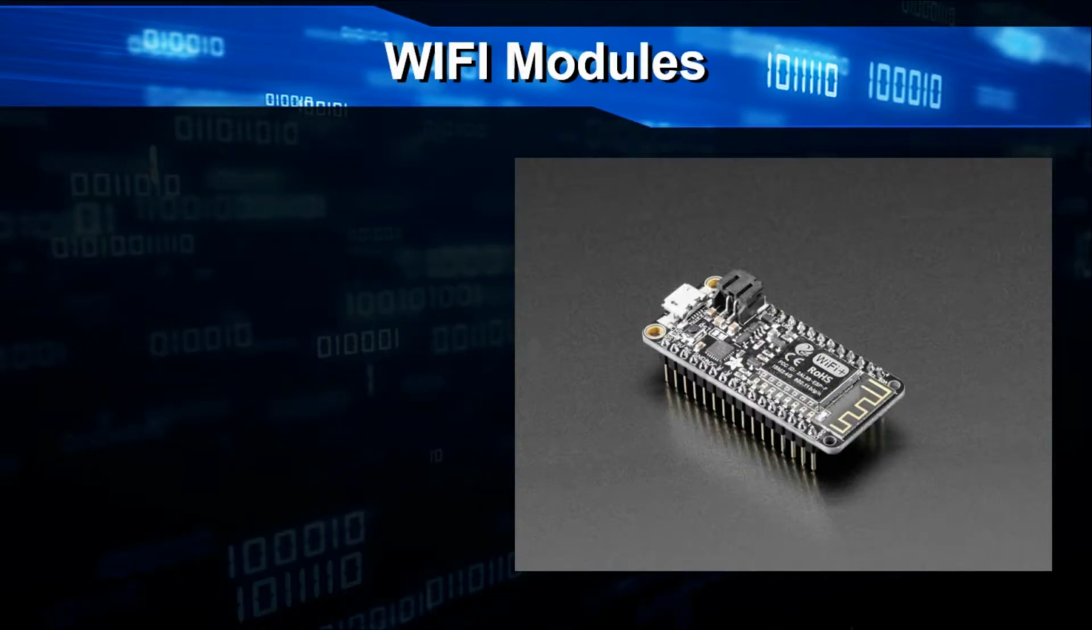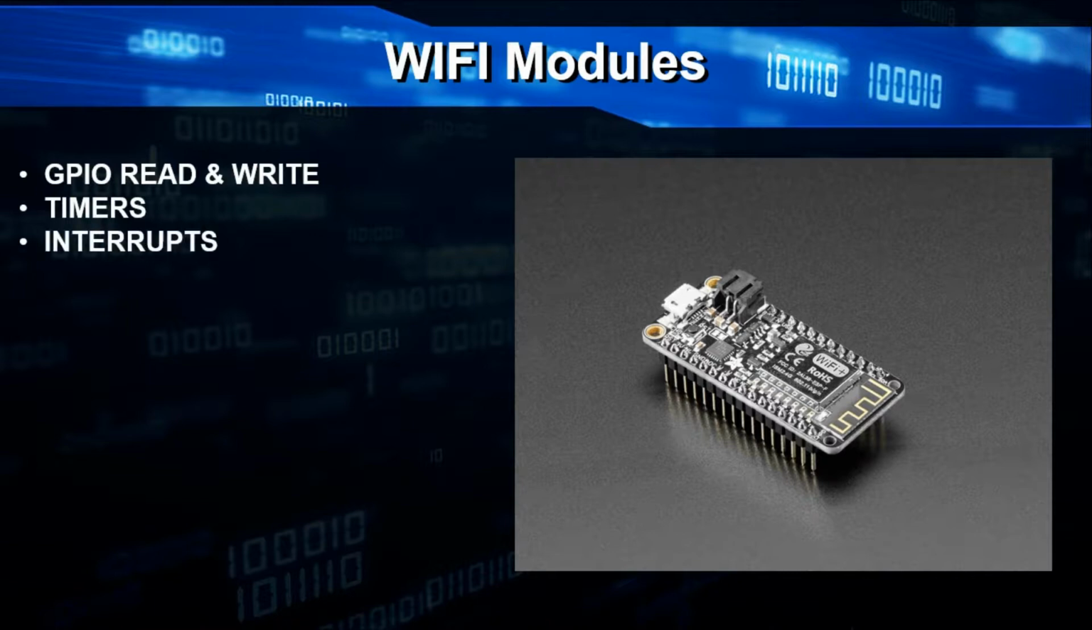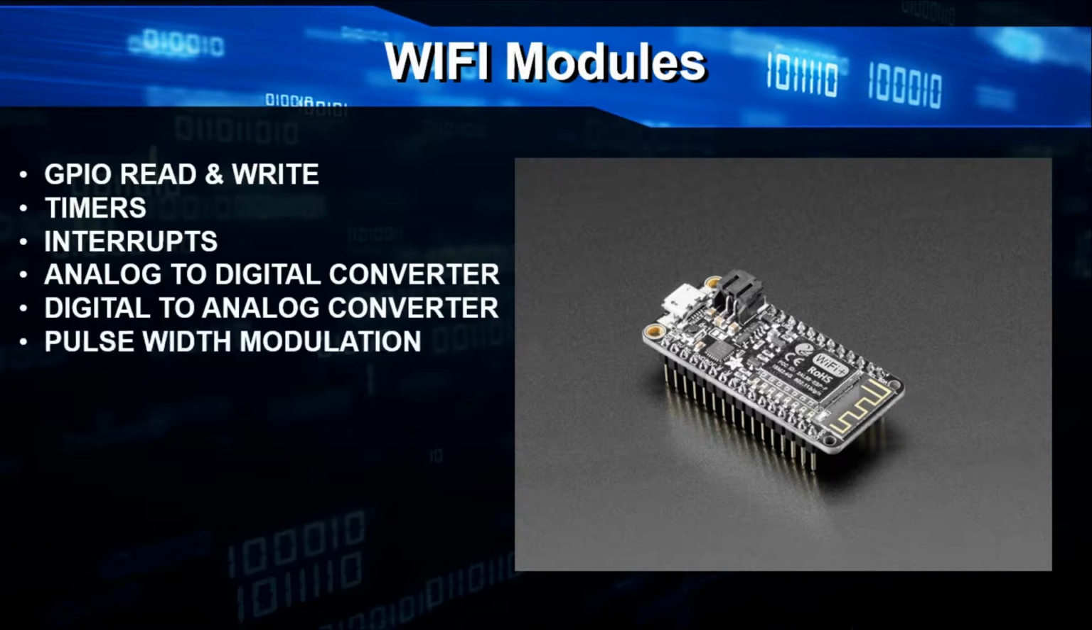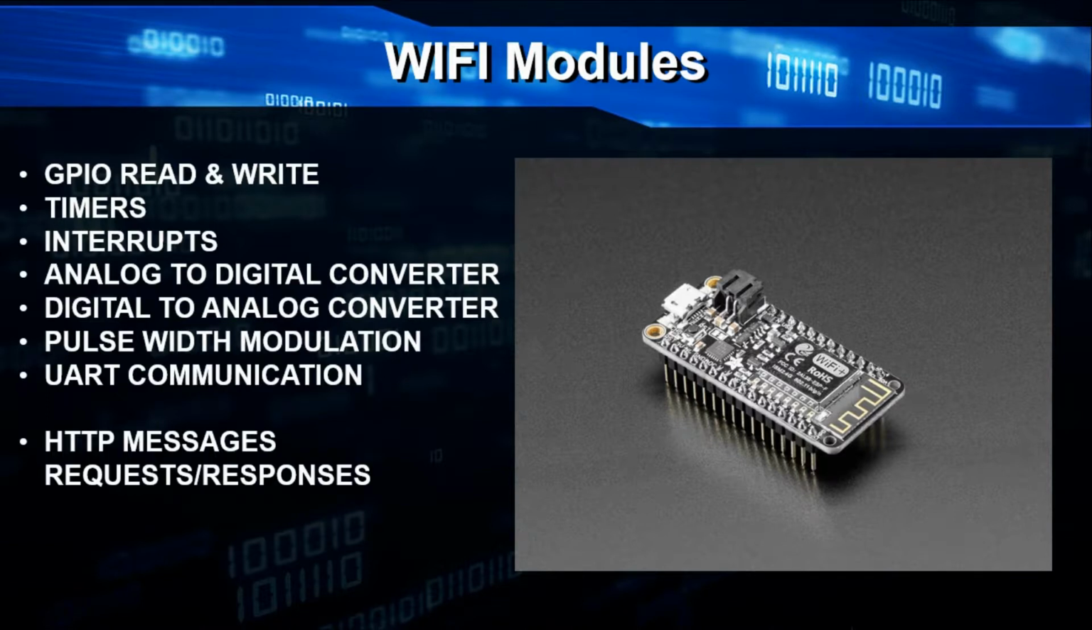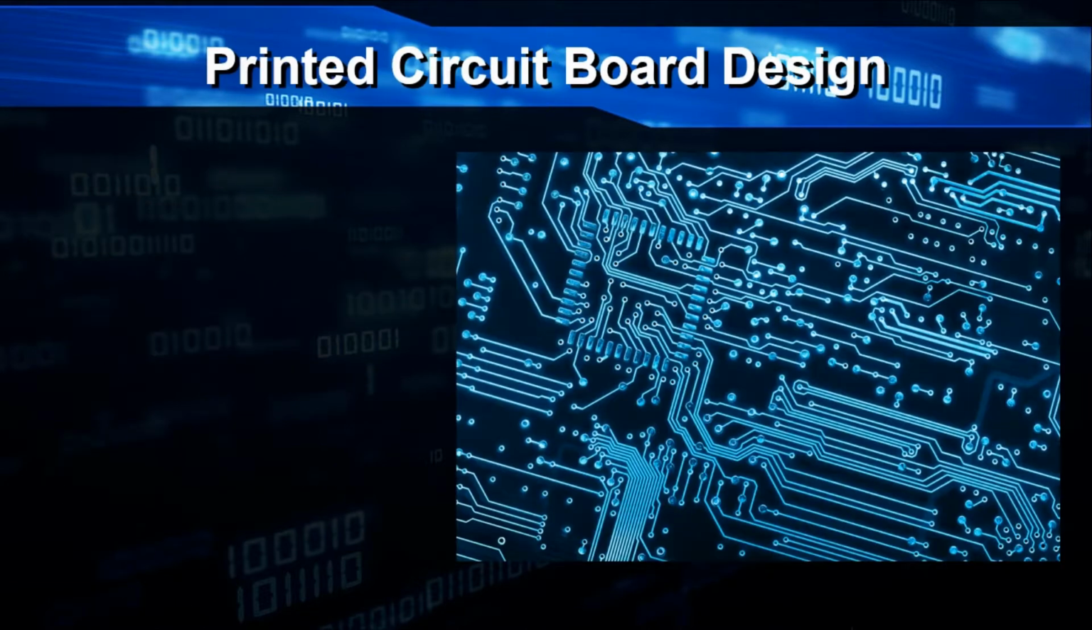We're going to talk about Wi-Fi modules and how to use their individual peripheral features, such as the general purpose I/O, the timers, interrupts, the ADCs and the DACs, pulse width modulation and communication, and most importantly, we're going to talk about HTTP messages and requests and responses. That's how information gets sent over the internet, through HTTP messages, using GET, POST, PUT, and DELETE messages, and some other ones as well.